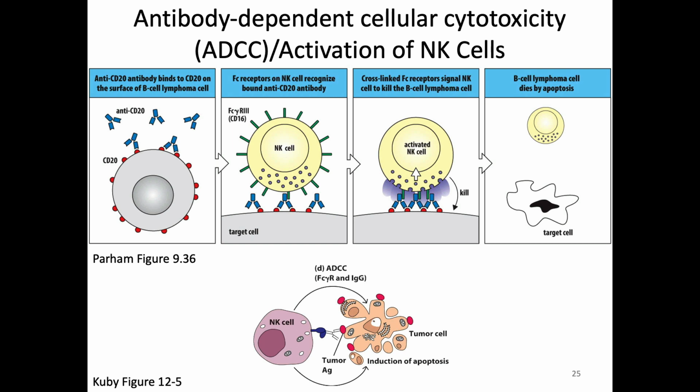NK cells, the natural killer cells, will have Fc receptors on their surface. And if those Fc receptors bind to the Fc portion of antibodies, then the NK cell will kill the attached cell. So this is similar to what we've seen before. There's an Fc receptor, there's a cell. It will use its Fc receptors, and it will kill whatever the thing was that had antibodies on it.